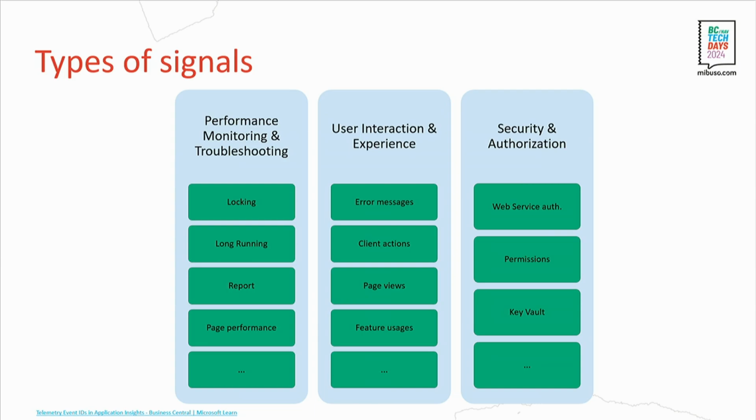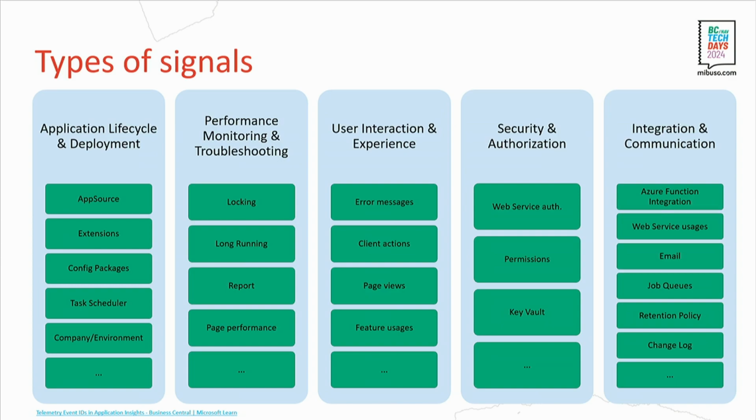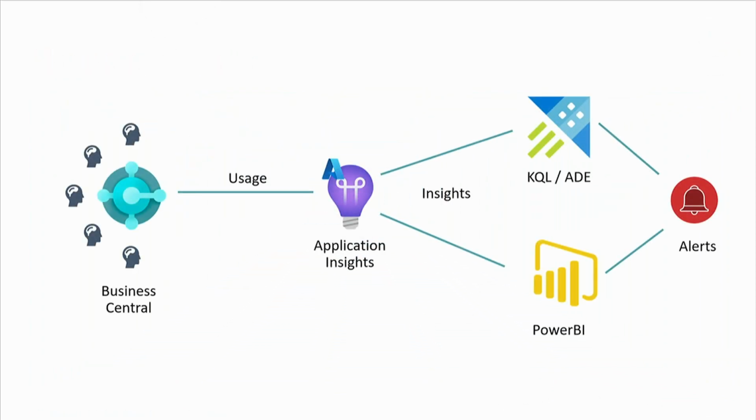And they are mostly in the way, and you would like to avoid them, for instance. And you get these application lifecycle and deployment signals. Any kind of app you install, you see in telemetry: the version of the app, when it was installed, an upgrade problem that you would have. You see it all in telemetry. And then integration communication, like job queues, email, the integration part that you have with sales. There is a lot you can get, and all of that is being stored in Application Insights.